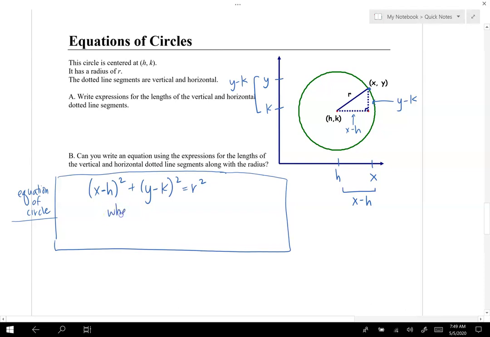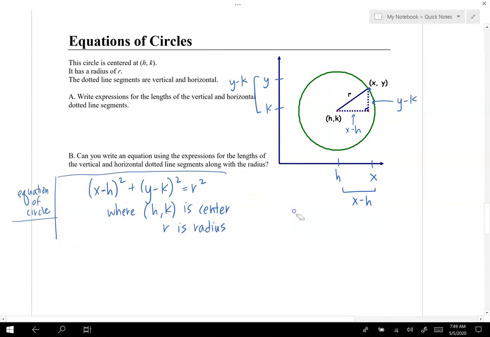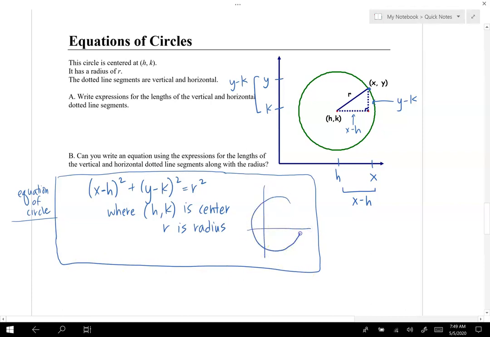And so we're going to add here where (h, k) is the center, r is the radius. And you can always make this a little bit larger, draw a picture of the circle in here for yourself. Do something like that. Say that's (h, k), and then draw your radius in. Okay? Make sure you have that done, and we'll do a few practice before we go.